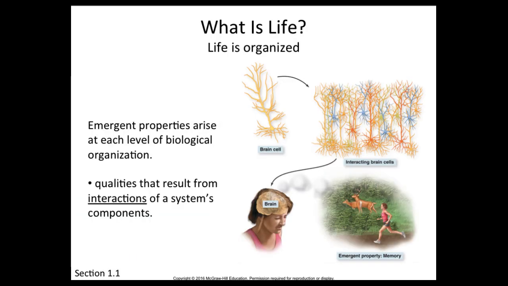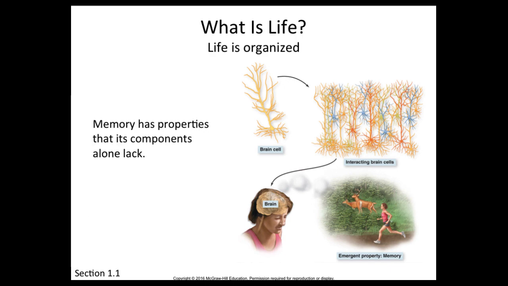So next, we're going to talk about emergent properties. These emergent properties arise at every level of biological organization, and these are defined as qualities that result from interactions of a system's components. As a case in point, look at this picture on your screen. We can see brain cells, and then we can see those brain cells are interacting, and the emergent property in our human brain is memory. We can remember things around us. But it's not just the brain cells that allow us to remember things. It's these complex interactions and chemical reactions that allow us to remember things.